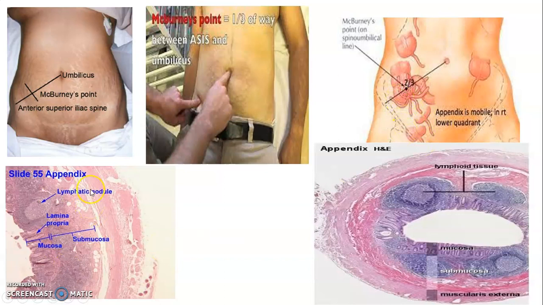This image just shows you the lymphatic nodules in the appendix. We said it's a highly lymphoid organ. All these are lymphoid tissue within the submucosa of the appendix.